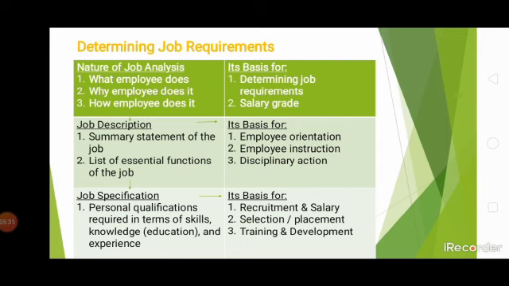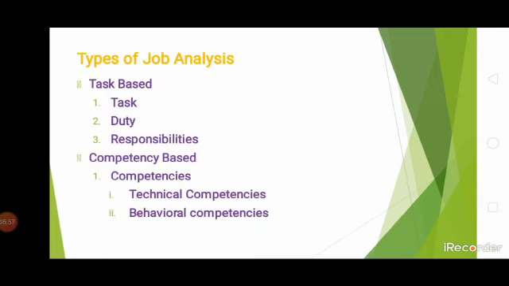And the last one, job specification. It's the personal qualifications required in terms of skills, knowledge and experience. The knowledge is education, and it's the basis for recruitment and salary, selection and placement, training and development. Next, these are the analysis of jobs. Next, you are going to see about types of job analysis. There are two types. First one is task based, second one is competency based. Let us see what is task based.